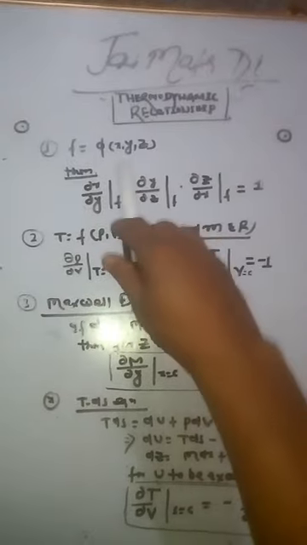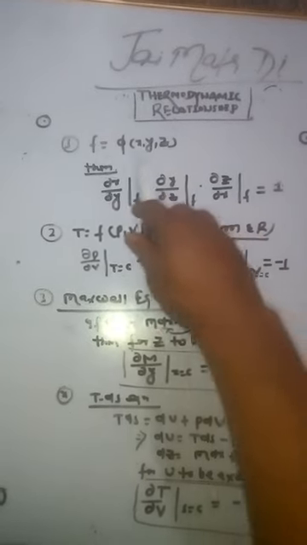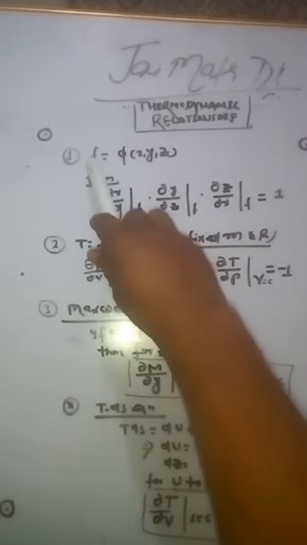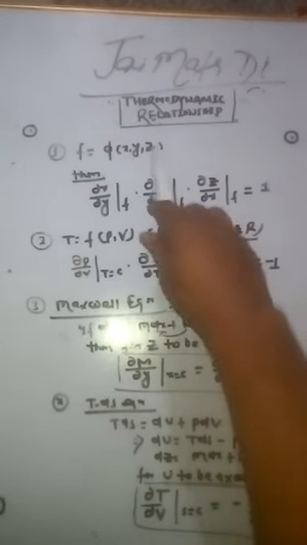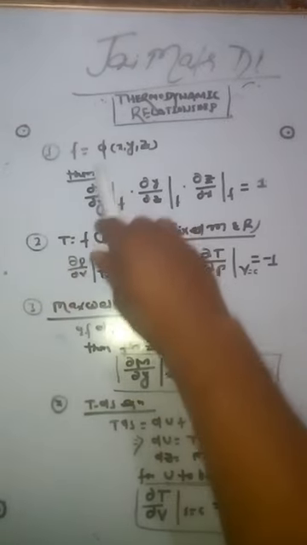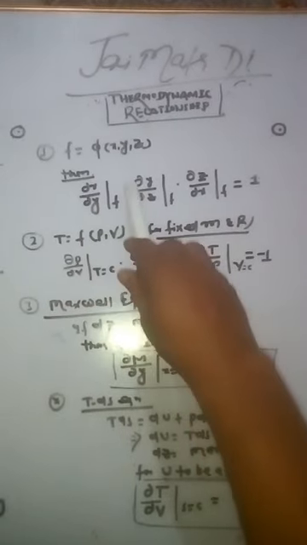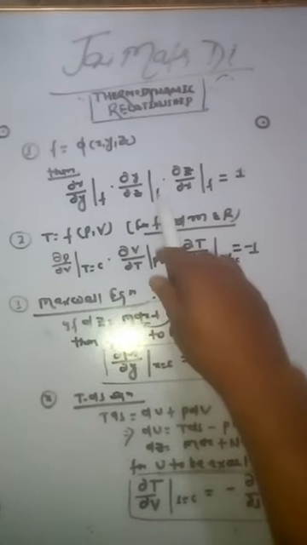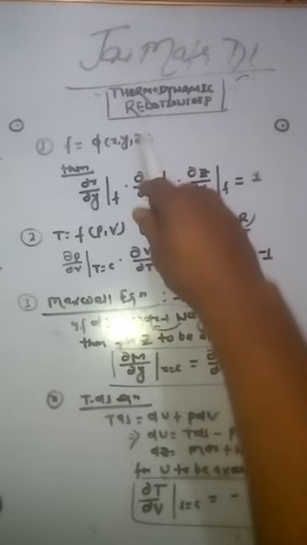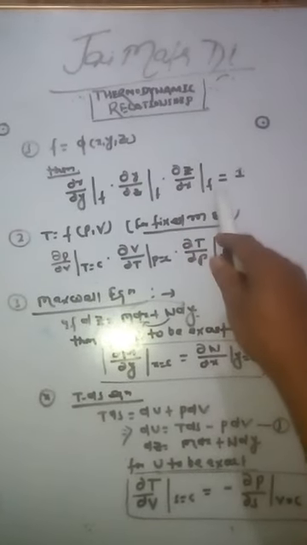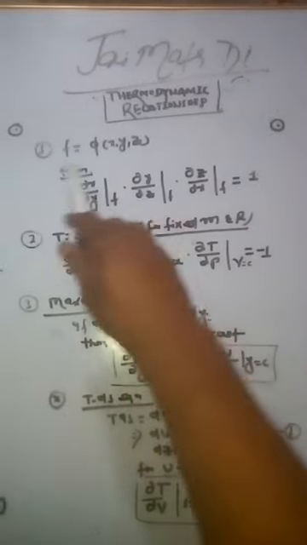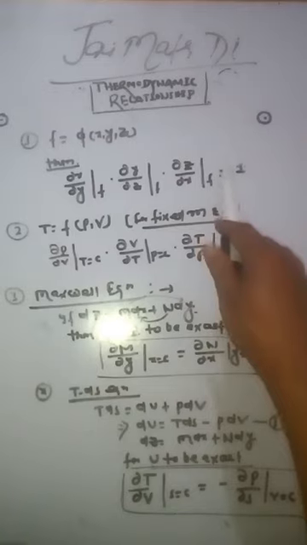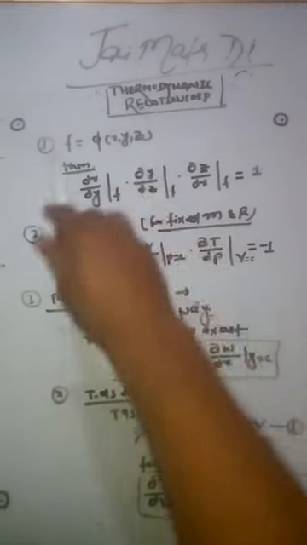F is a function of x, y, z. So look at this equation. If f is a function of x, y, z, in that condition, del x by del y at constant f, into del y by del z at constant f, into del z by del x at constant f, is equal to 1. This is a very simple equation. You can remember this equation by proper logic. So this is one equation.